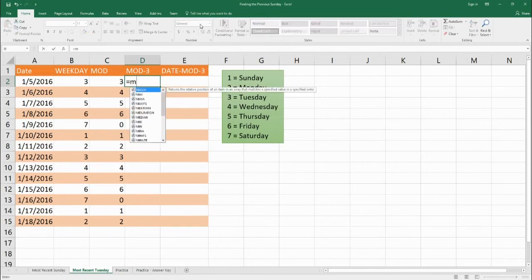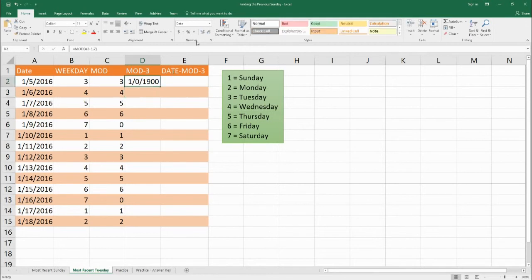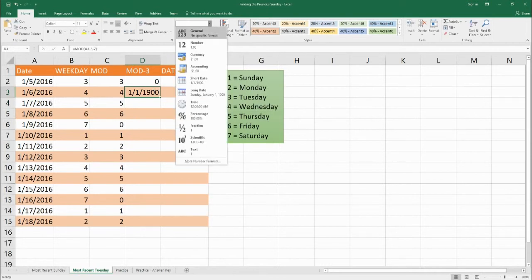So let's do that. Modulo of January 5th, 2016 minus 3 with a divisor of 7 gives us the return of 0. Okay, let's go for January 6, 2016. The modulo of January 6, 2016 minus 3 with a divisor of 7 gives us a return of 1.